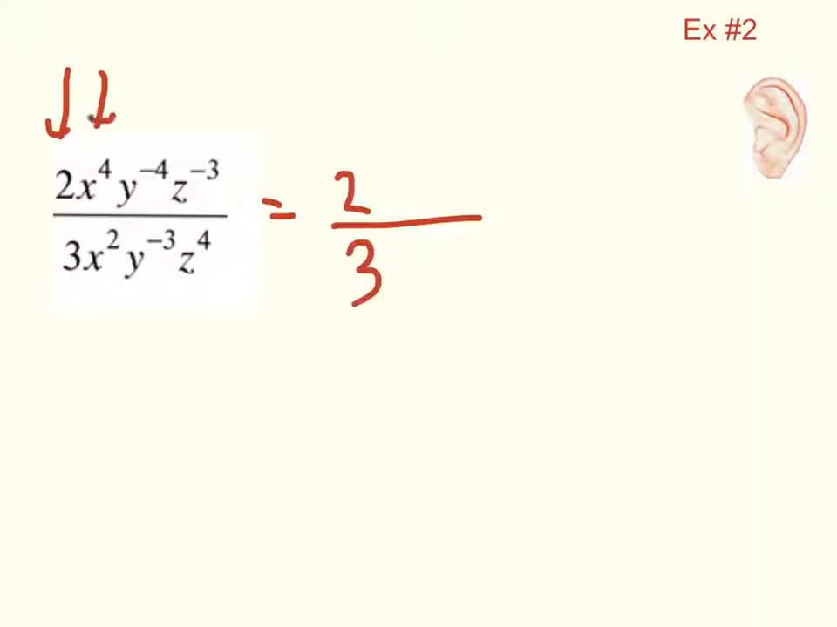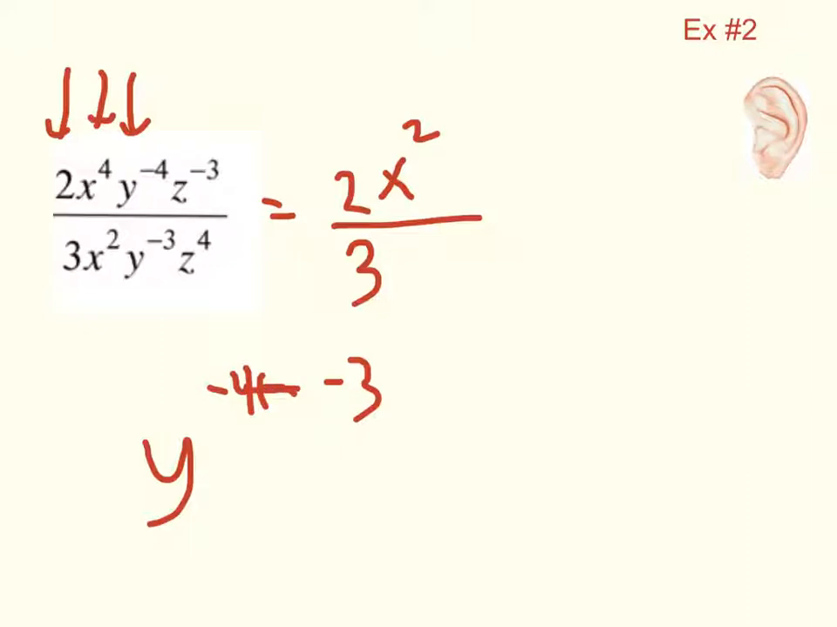I'm going to take the x's and I'm going to subtract the exponents. 4 minus 2 is 2. So I'm always going to put the answer in the top when I subtract exponents. The y's are tricky because I'm going to do negative 4 minus negative 3. When you have division, you subtract exponents from 2 slides ago.